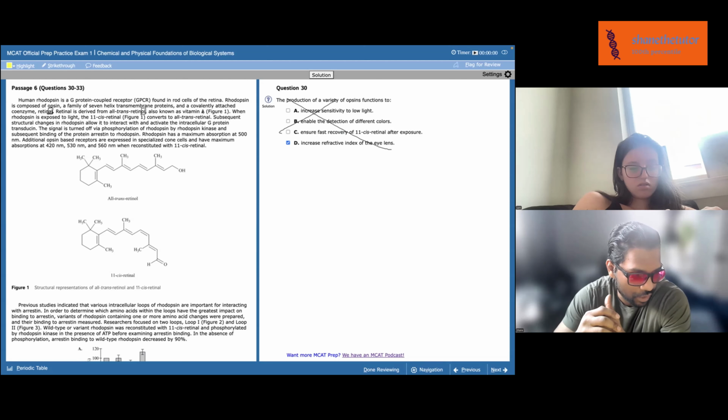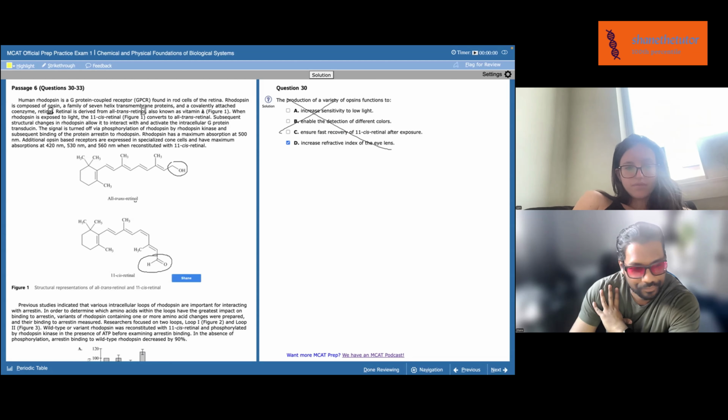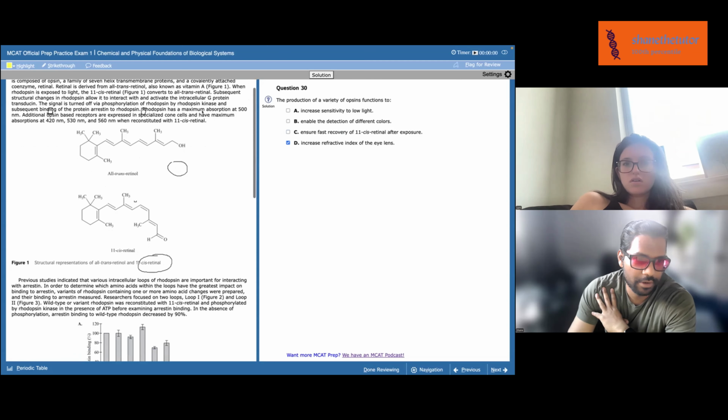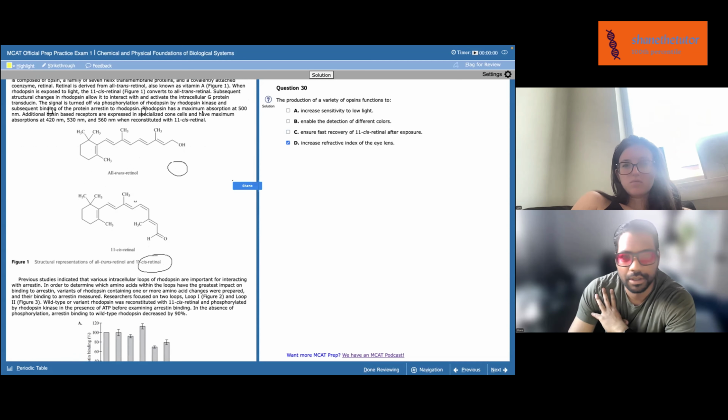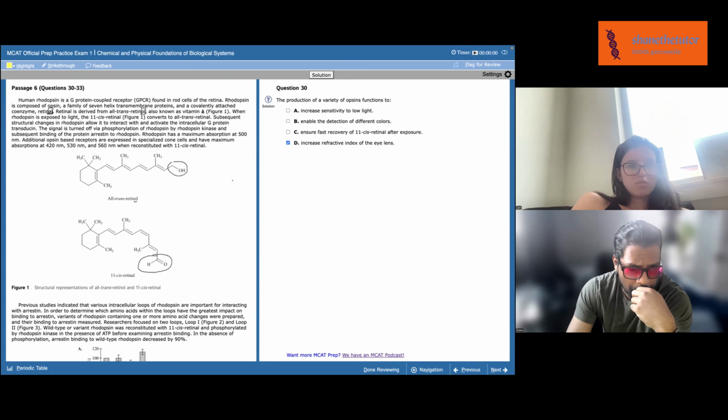Okay, and then we see our figure here. And we can see that there's an OH for the retinol that ends in OL. And what's this over here? That's an aldehyde. Very good. All right. Let's see if we can answer this without reading further. So, production, variety of opsins functions too. Why variety of opsins?